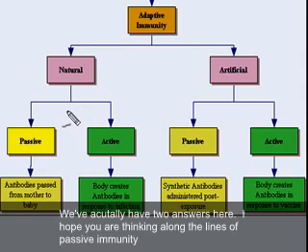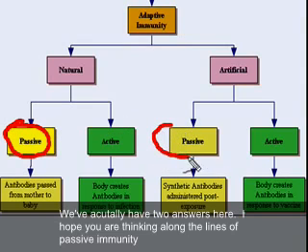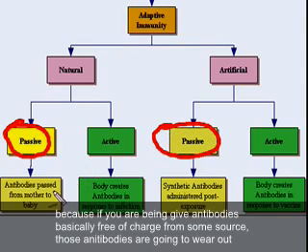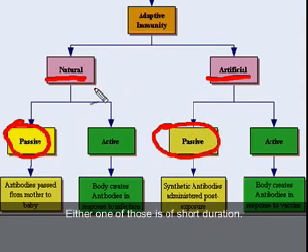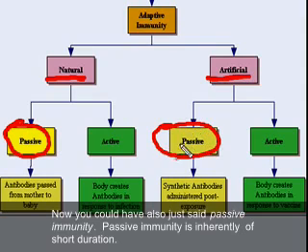I hope you're thinking along the lines of passive immunity, because if you're being given antibodies basically free of charge from some source, those antibodies are going to wear out and go away rather quickly. So you could have said natural passive immunity, or you could have said artificial passive immunity. Either one of those is of short duration. Now, you also could have just said passive immunity. Passive immunity is inherently short duration.